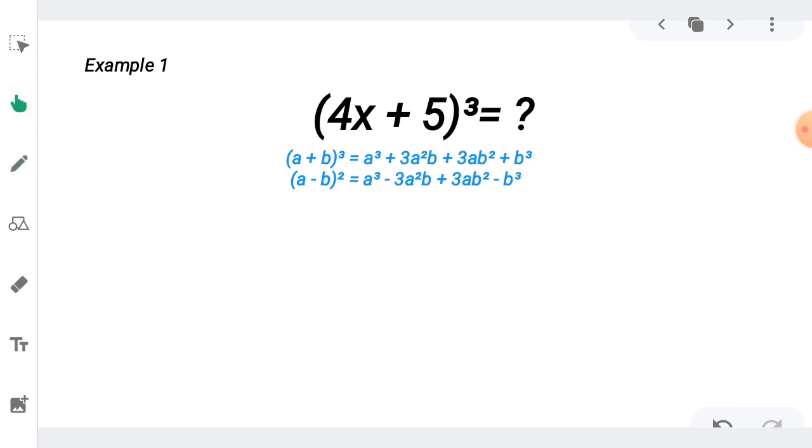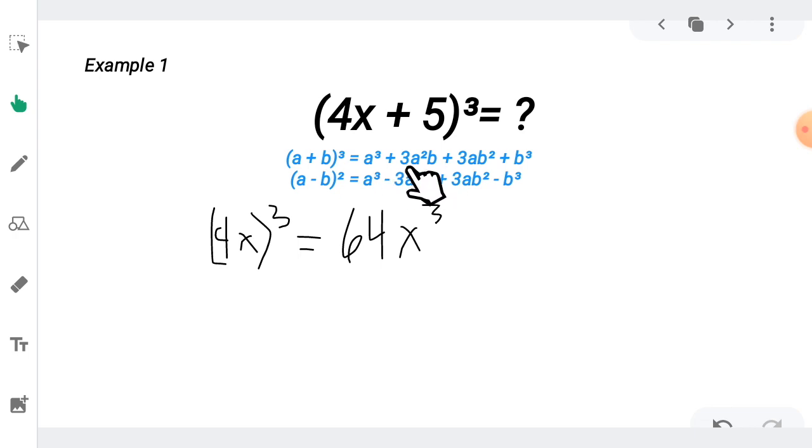So again, we need to follow this step by substituting the given. So here, a cube. So the a cube here is the 4x. So 4x cube. So 4x cube is equal to 4 times 4, 16 times 4 is 64. So 64x cube.